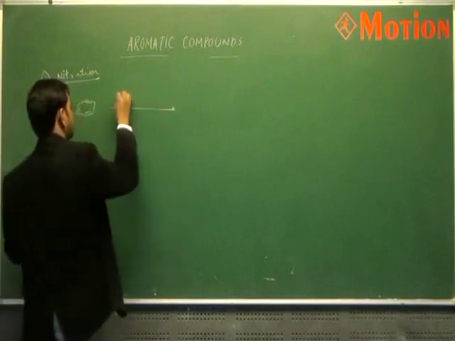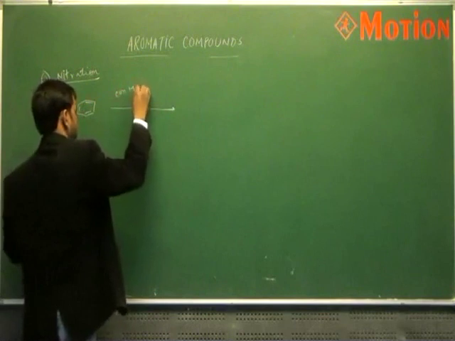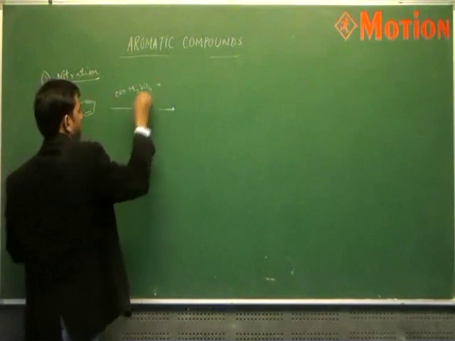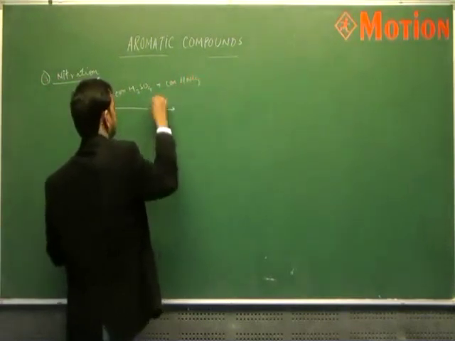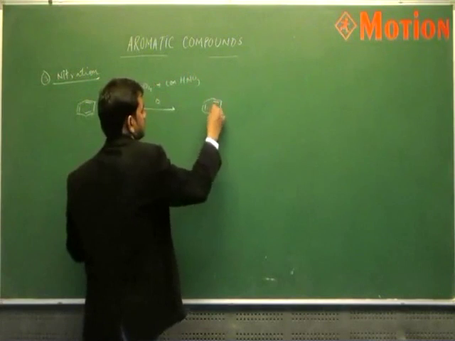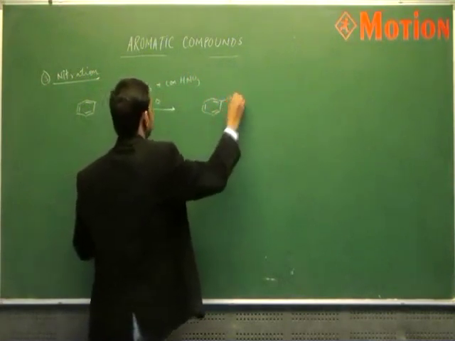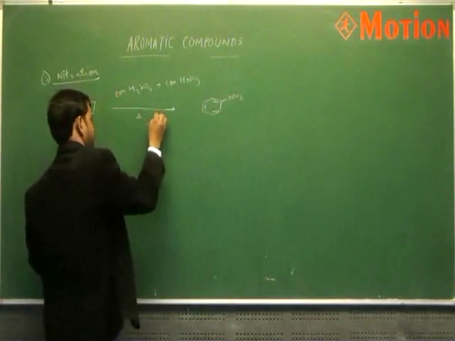In presence of mixed acid, that is concentrated H2SO4 plus concentrated HNO3, it gives the nitrobenzene. That is at approximately 50 degree centigrade temperature.